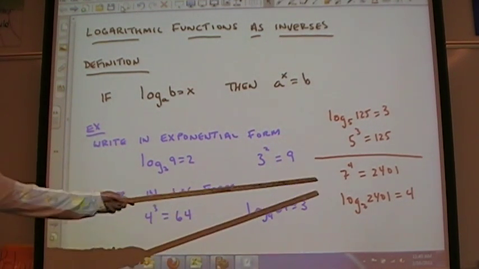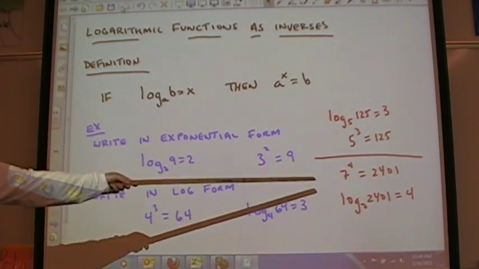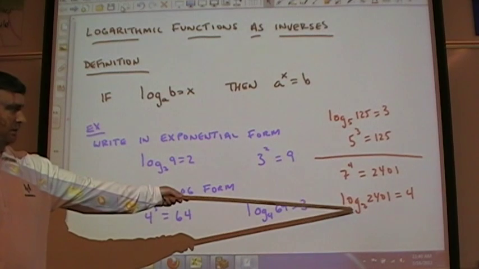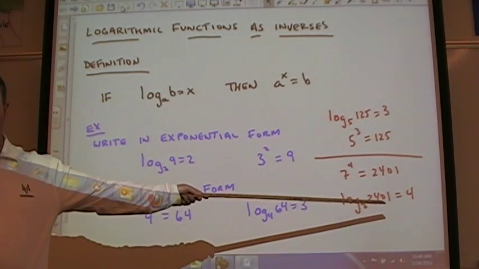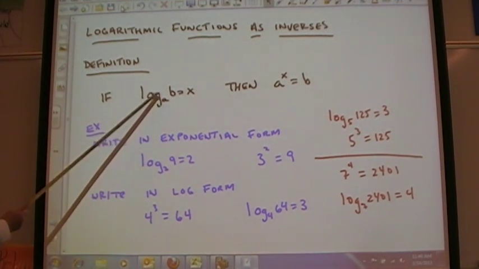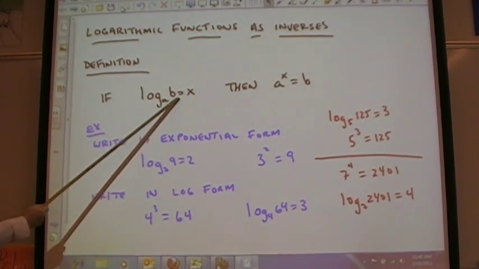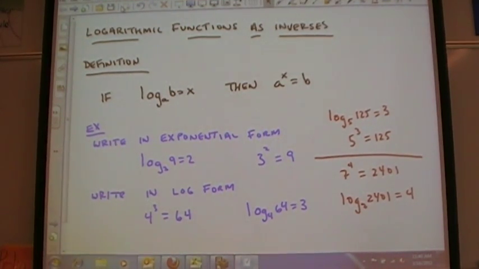Same thing over here. If I give you 7 to the 4th equals 2,401, which it does, you need to be able to write it as log base 7 of 2,401 equal to 4. Okay? So just make sure you understand from the definition that you take this number, raise it to that power, set it equal to that number. Okay? Any questions? All right. Next.